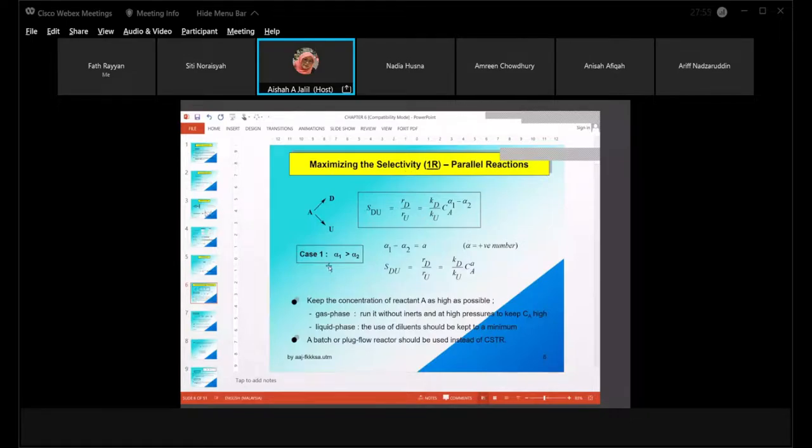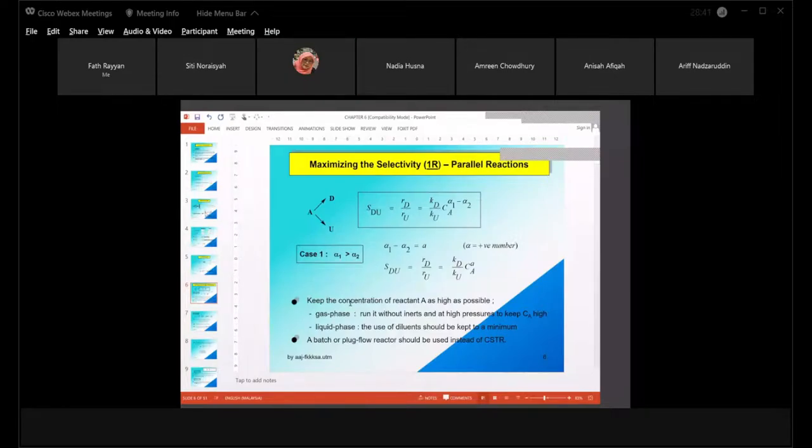For case 1, for example, if alpha 1 is larger than alpha 2, to be easier, we simplify alpha 1 minus alpha 2 as a, which is a positive number. So from this one, we can get this one. Can you accept? Because SDU equals RD over RU, KD over KU, CA to the power of alpha 1 minus alpha 2, which is a. So it becomes like this. Can you understand?